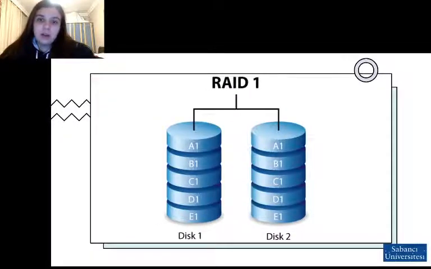As seen on the diagram, we have two disks, disk 1 and disk 2. In disk 1 we have blocks A1, B1, C1, D1, E1, and in disk 2 we have the exact copies of those blocks in disk 1, which are A1, B1, C1, D1, and E1.